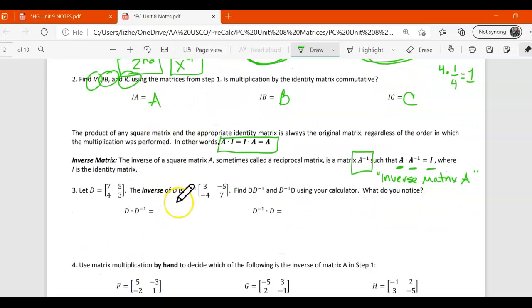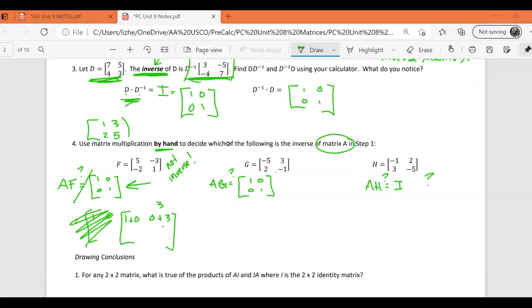So let D be 7, 4, 5, 3. The inverse of D is 3, 7, -5, -4. Now, you're just going to have to trust us on that until the next lesson. In the next lesson, you'll learn how to find the inverse. But for now, we're just telling you this is the inverse.